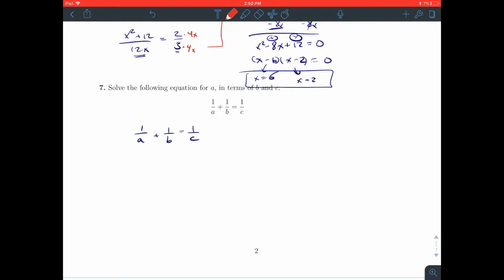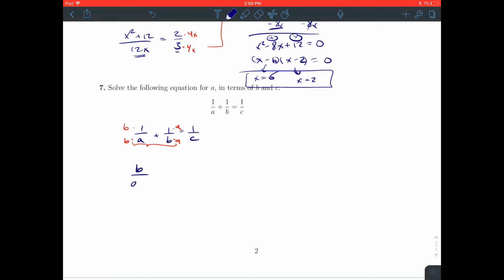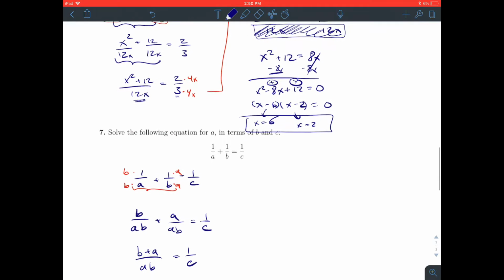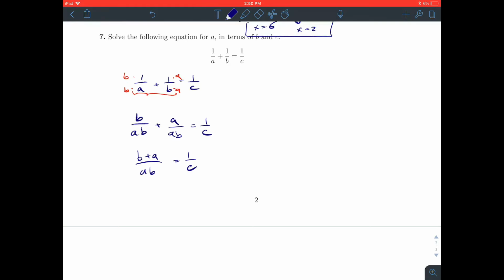Let's start. In order to add the fractions together, we need to have a common denominator. So we'll do times b here, times a here. That gives us b over ab plus a over ab equals 1 over c. We get b plus a over ab equals 1 over c. Now, we want to make these fractions equal, and I'd like to use that same trick about finding an equivalent denominator so that we can focus on the numerator.